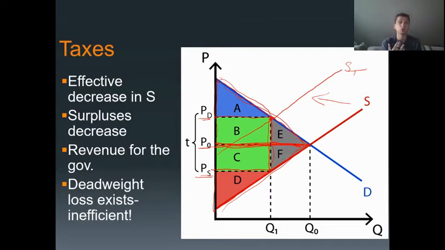And really, this has a lot to do with elasticity. If demand is more inelastic than supply, then consumers bear the burden. If supply is more inelastic than demand, then producers bear more of the burden.